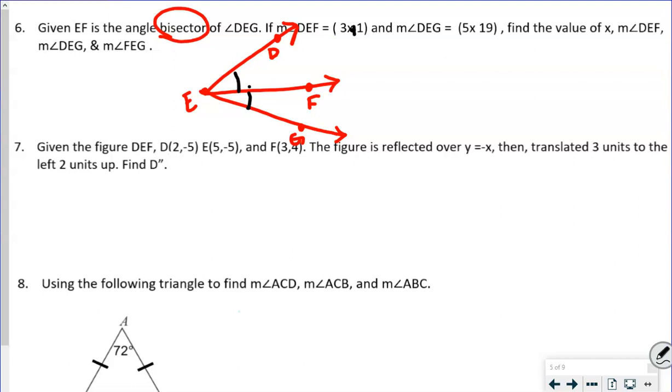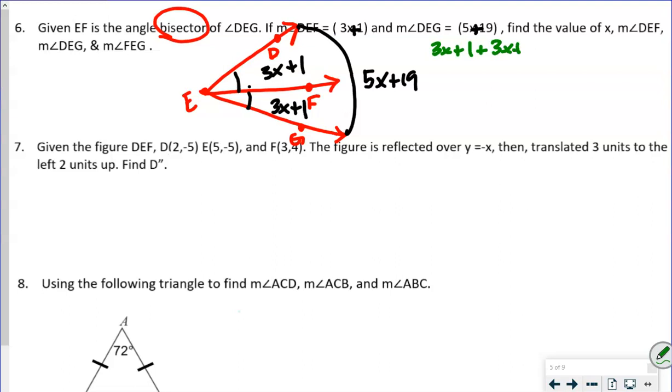Oh, that's supposed to be a plus up there, y'all, and a plus right here. Okay, so this is going to be 3x plus 1, which means the bottom angle is also 3x plus 1, isn't it? And then it tells us the whole angle DEG, the big angle, is 5x plus 19. So it says find the value of x and the measure of DEF, DEG, and FEG. So to do this, we're going to add all these together. So we're going to add our 3x plus 1 plus 3x plus 1, which we could just multiply by 2, and set that equal to our 5x plus 19, okay?